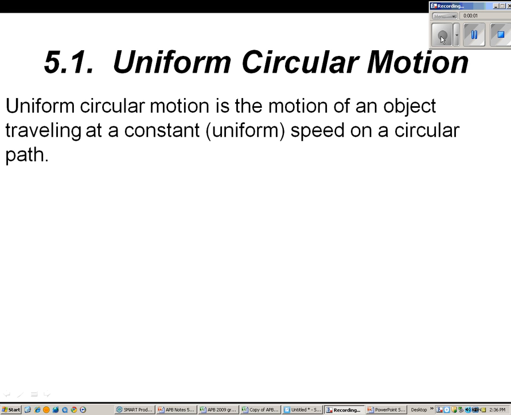This is a discussion on uniform circular motion. We're going to take a look at things traveling in a circle, and it's particularly the forces that are required to do that. Uniform circular motion is the motion of an object traveling at a constant, uniform speed in a circular path. Its speed is not going to be increasing. The direction will be changing, but the speed will not be increasing.